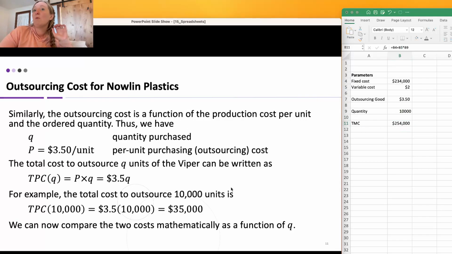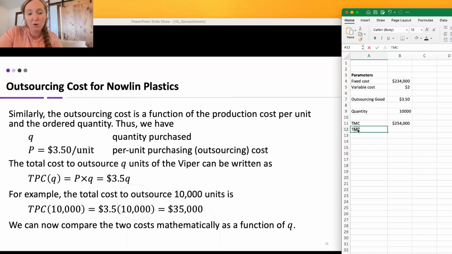Next, what we're going to look at is outsourcing. The outsourcing cost is $3.50. So if we want the total production cost if we're outsourcing it, that is going to be our total quantity times this $3.50. And we get 35,000 to make 10,000 units per this particular bid price, as well as a make versus buy decision.